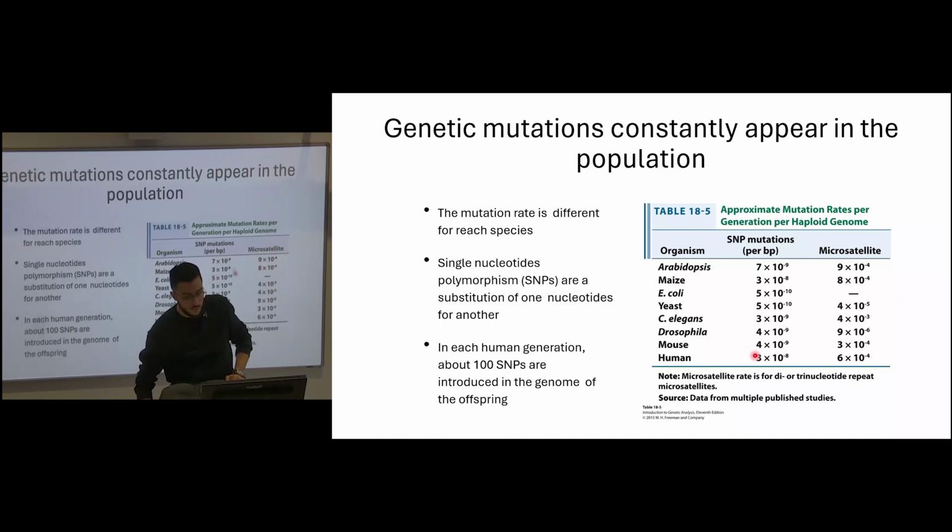And so you can see that the rate of mutation differs across different organisms, right? So in humans, do we have a higher or lower rate than yeast, than E. coli? Higher? Why?